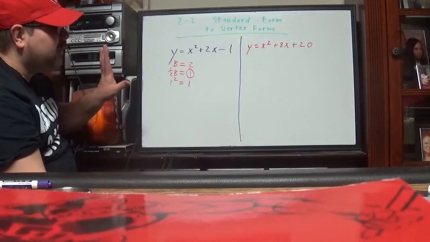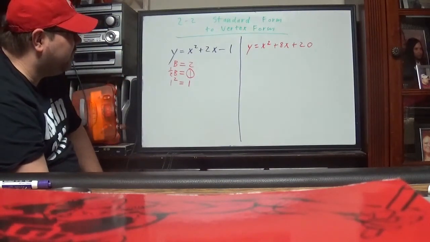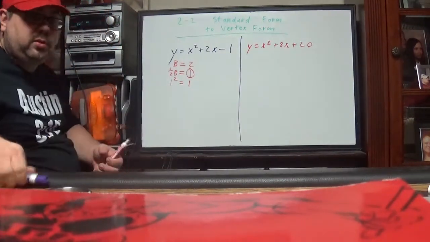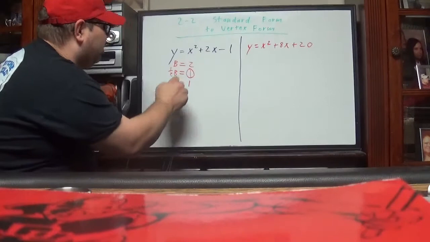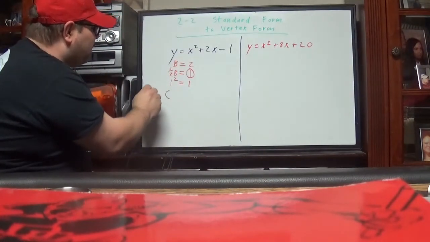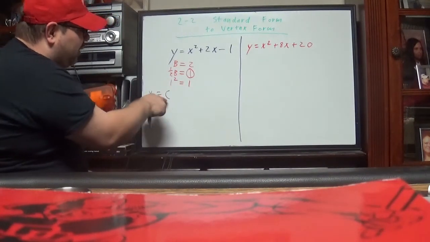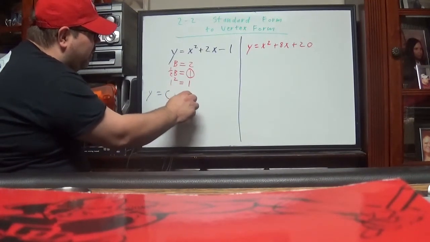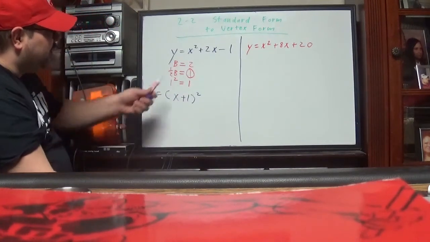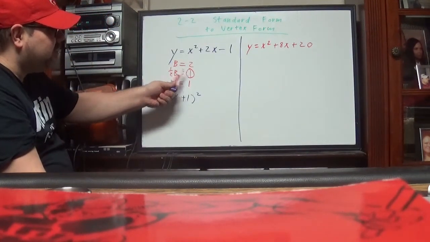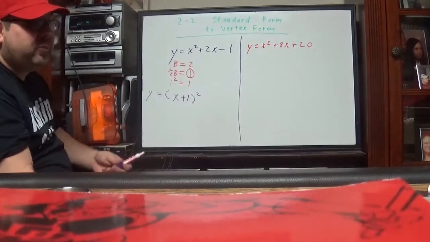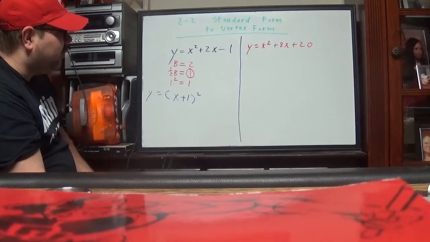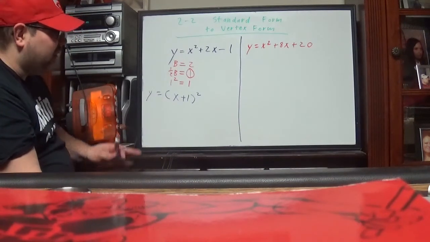And now that gives me all the information I need to put this in vertex form. So what I'm going to do first off is rewrite it in vertex form. This is where I have a parenthesis and I do x plus 1 squared. Now the reason it's x plus 1 is that's the half of b term. That's why I put it in parentheses. So x plus 1, the quantity of that, squared.